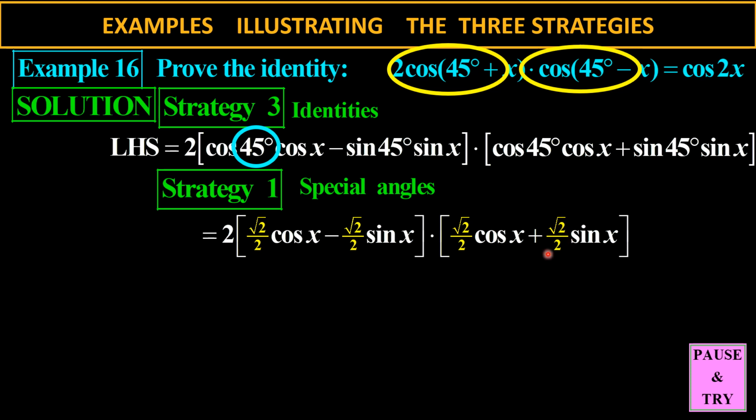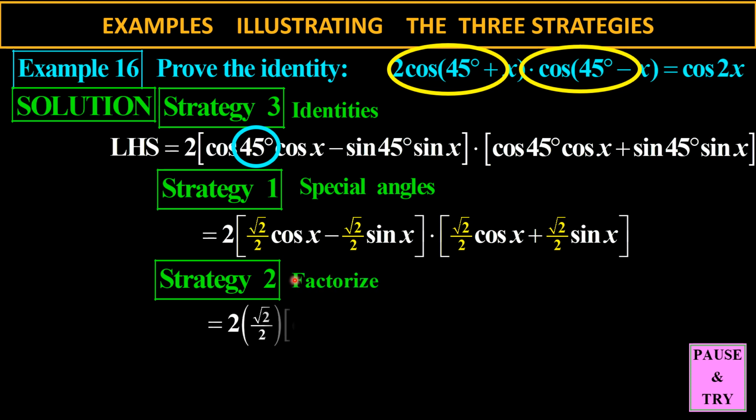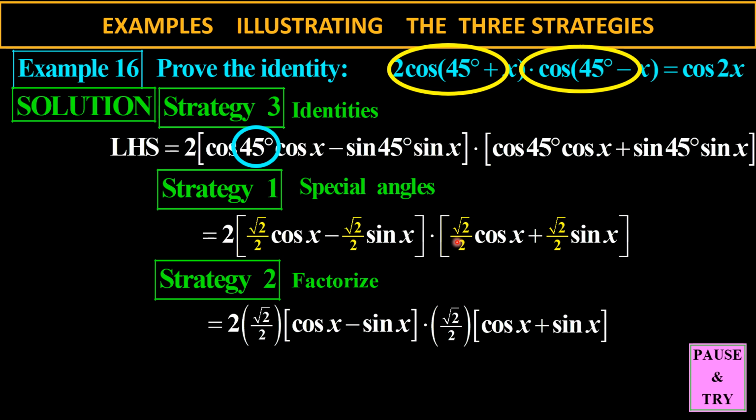So what can we do? What do we notice now? What simplification can we use? There's no simplification to be used any further here. So we go to the next step, and that is take out a common factor. The common factor stands out, root 2 over 2. So I take out root 2 over 2 from this here, and I end up with cos x minus sin x. I take out root 2 over 2 there, and that's cos x plus sin x.